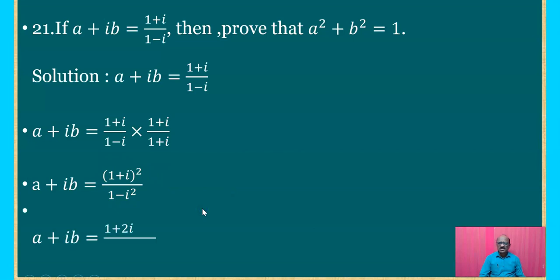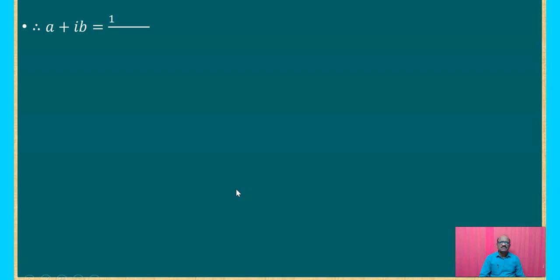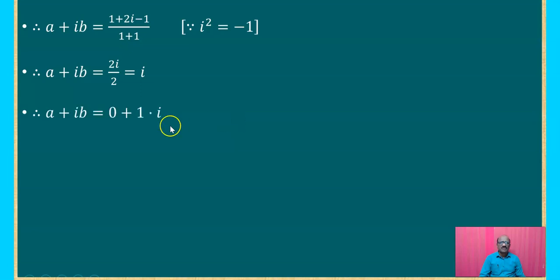i square is minus 1. 1 plus 2i plus i square upon 1 minus i square. i square is minus 1. 1 plus 2i minus 1 upon 1 plus 1, which is 2. Here is 2i upon 2, which is i. a plus ib is equals to i. a plus ib is equals to i means what? 0 plus 1i. Equate it. Here a is equals to 0 and b is equals to 1.